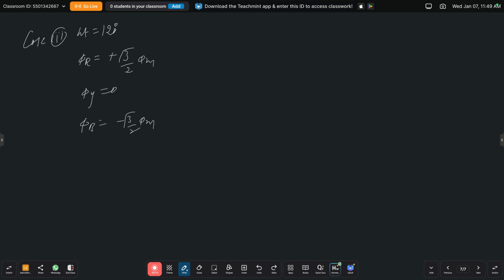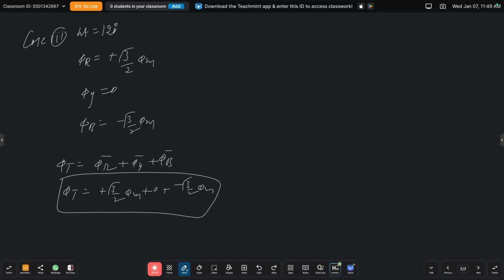So the total flux Pi t is equal to Pi r bar plus Pi y bar plus Pi b bar. Pi r is plus root 3 by 2 into Pi m, Pi y is 0, and Pi b is minus root 3 by 2 into Pi m. This is the total flux, so you have to calculate the total flux also.